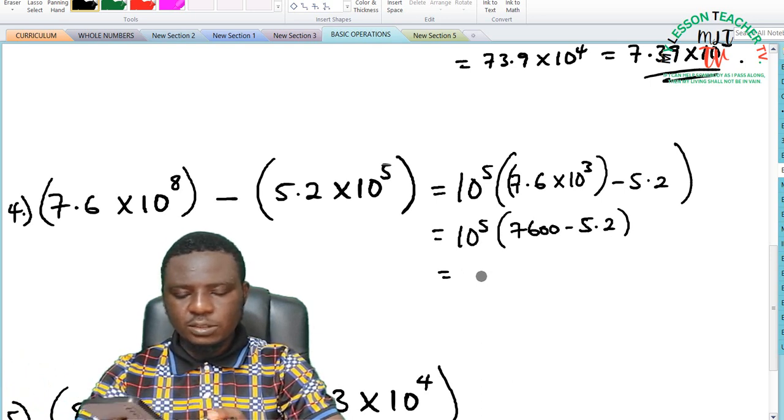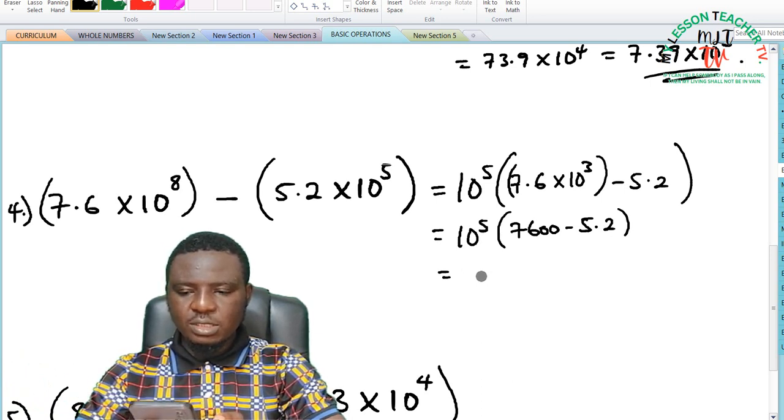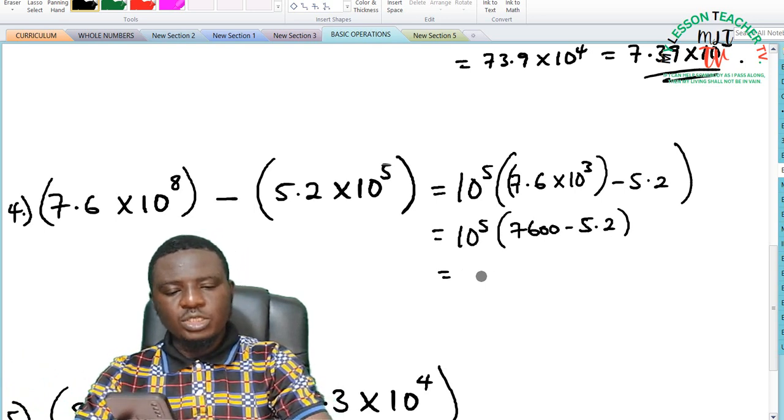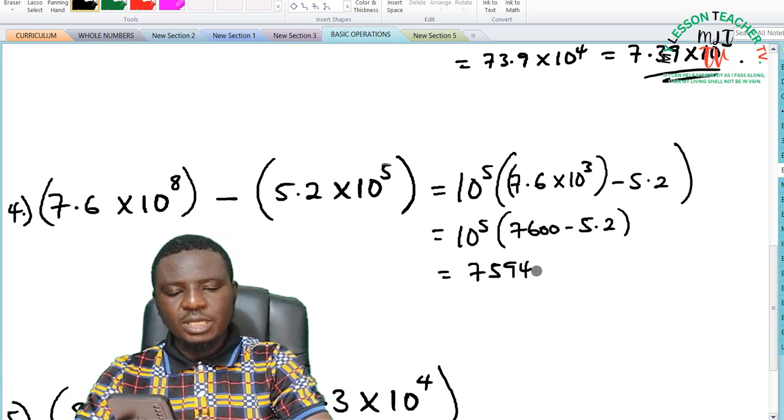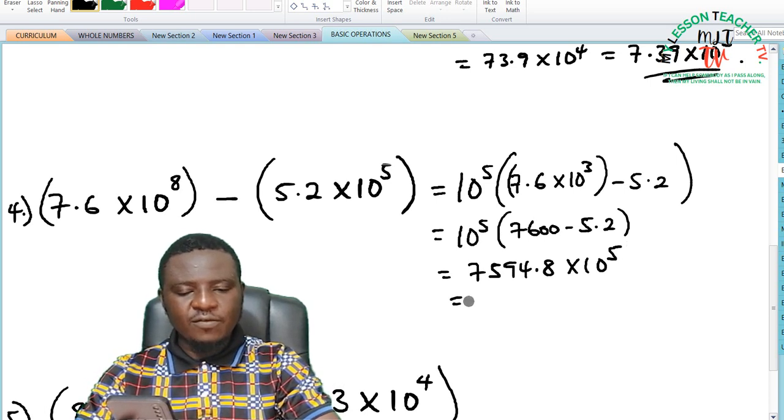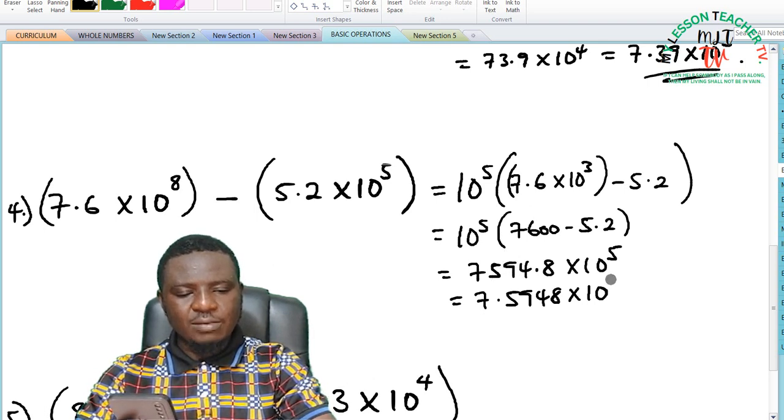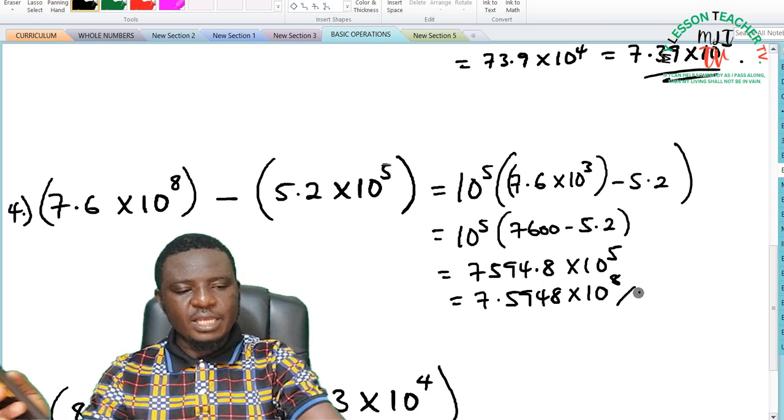This gives us 7600 minus 5.2, which is 7594.8 times 10 raised to the power of 5. And expressing this in standard form, you have 7.5948 times 10 raised to the power of, you add 3 to the power because the decimal point is being moved 3 times to the left. This is times 10 raised to the power of 8.